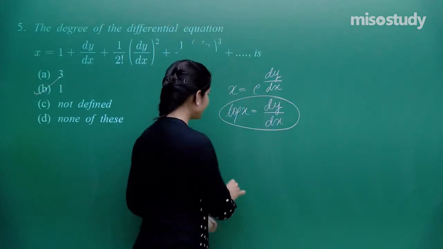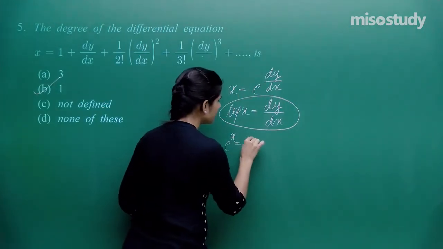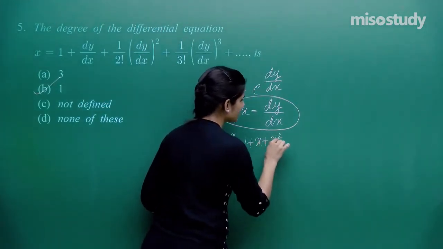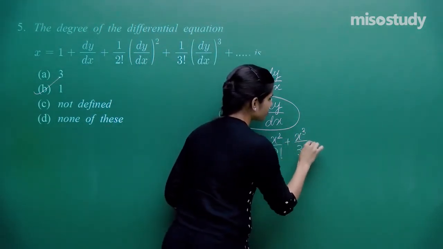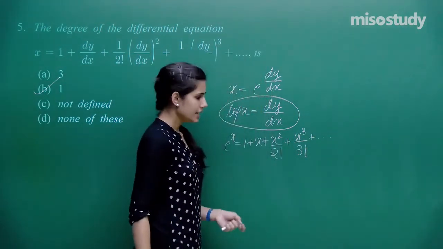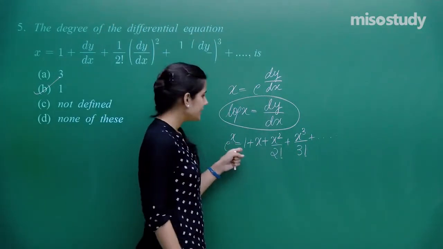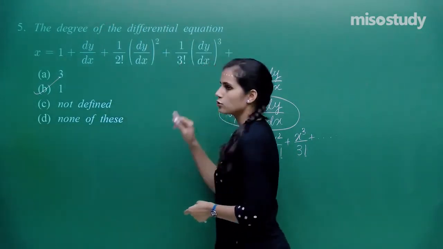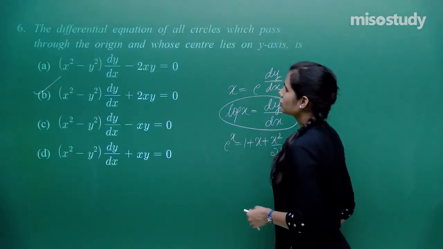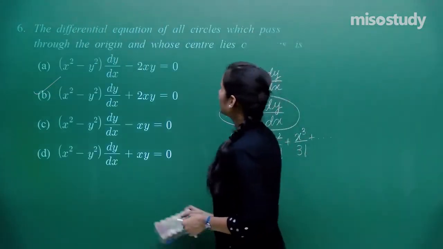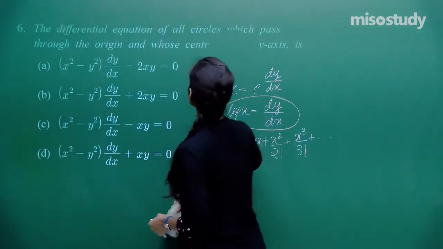Just keep in mind that e to the power x is 1 plus x square by 2 factorial plus x cube by 3 factorial plus and so on. In place of x, if I put dy by dx, I get the exact same thing which is written over here. Fine. Now I have the next question, which is that the differential equation of all circles.